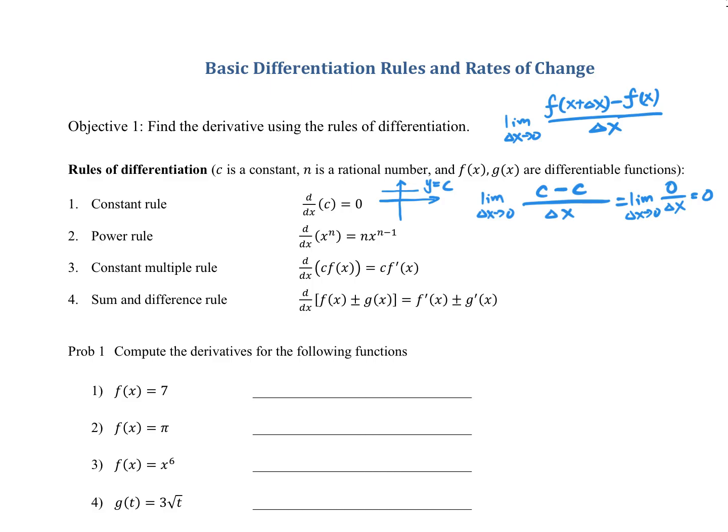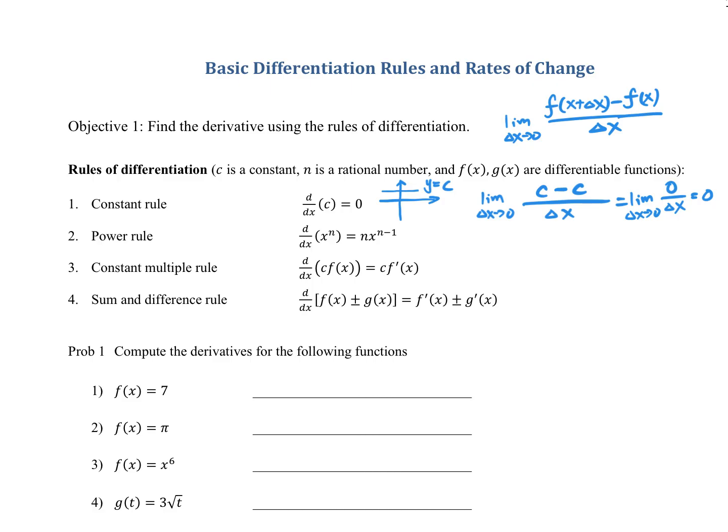The second rule is power rule, and we have a power function x to the n, where this n is a rational number. It doesn't have to be an integer. It can be a fraction. This rule says the derivative of x to the n is equal to n times x to the n minus 1. The exponent is 1 less than the n in the derivative. I'm going to skip the proof of this rule, but we'll be using this rule quite often.